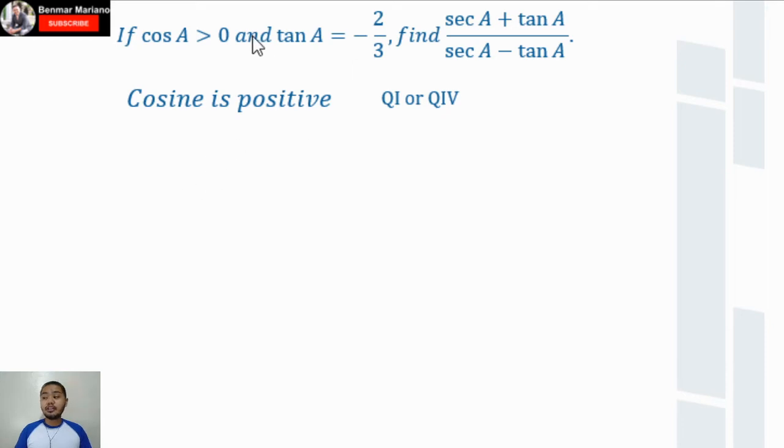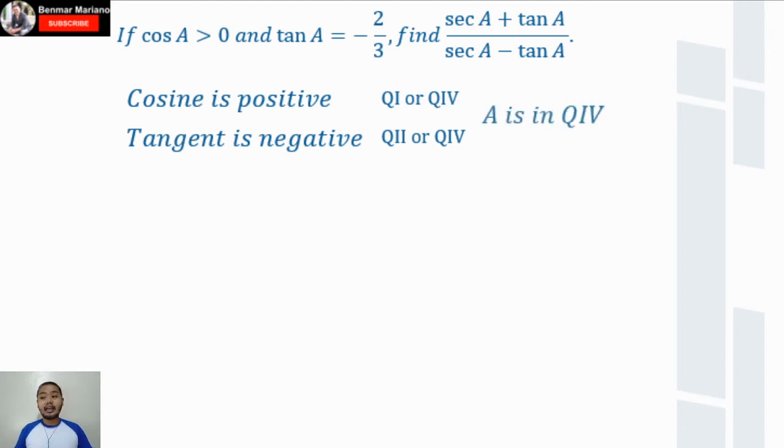The other condition here is that tangent A is negative 2/3. So that means that tangent is negative, right? So in our Cartesian plane, tangent is only negative in 2 quadrants, and that is in quadrant 2 and in quadrant 4. So meaning the intersection of these two would be quadrant 4. So we are now sure that angle A is in quadrant 4. Now, let us proceed.